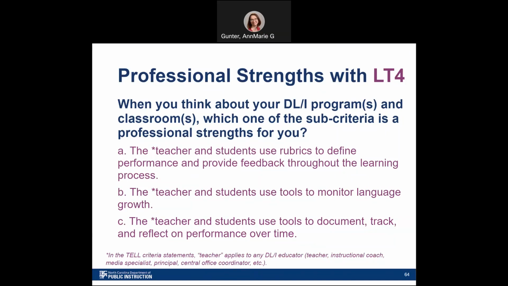If you're an administrator, keep in mind that teacher applies to any role, and it might be something like, as an administrator, you're thinking about what you see in your program and what that professional strength is across your program or in teachers maybe who are model teachers that you ask to share with their peers on how to build the components of LT4.